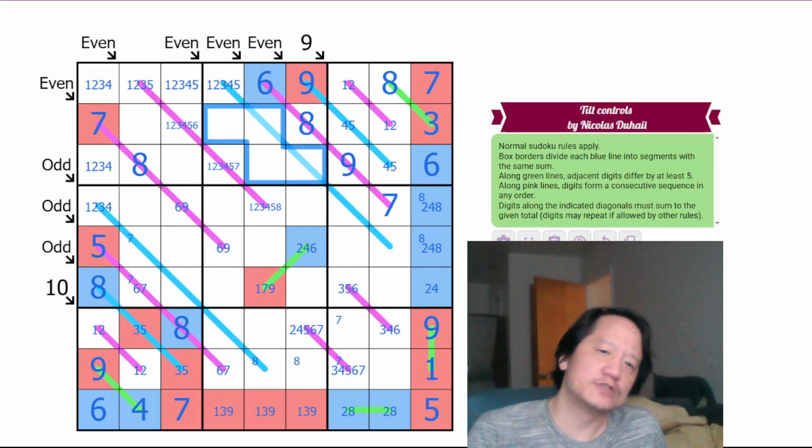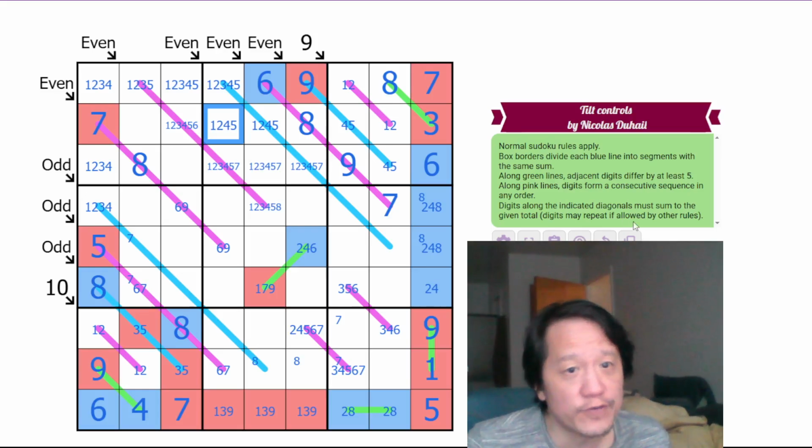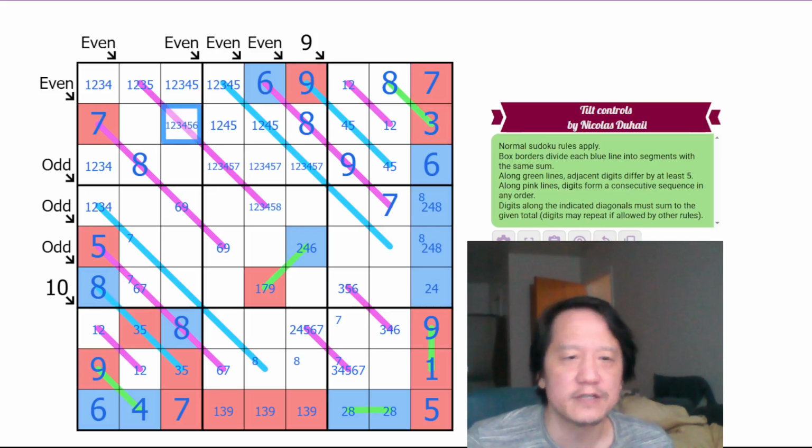Remaining digits in box 2. We have 1, 2, 3, 4, 5, and 7. Obviously no 7s here, no 3s here. We have a 1, 2, 4, 5 quadruplet in row 2, which eliminates 1, 2, 4, 5 in the rest of the row. And this can't be 3 either. That makes that a 6.